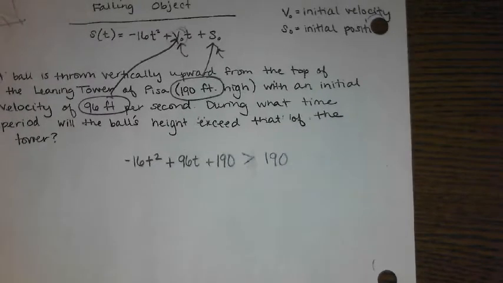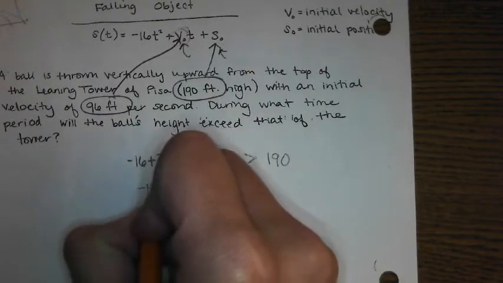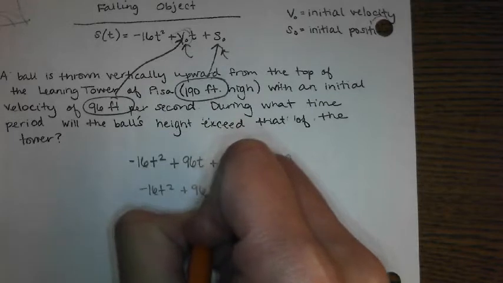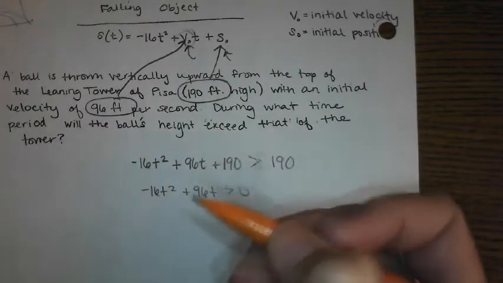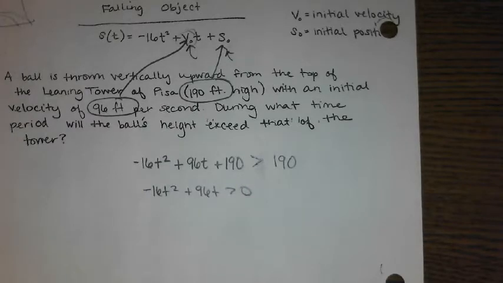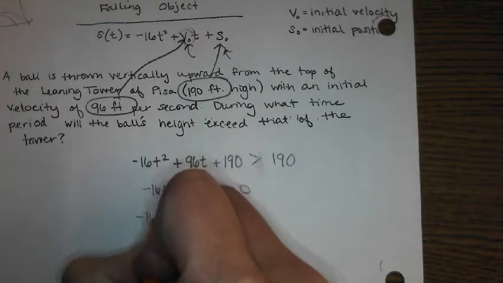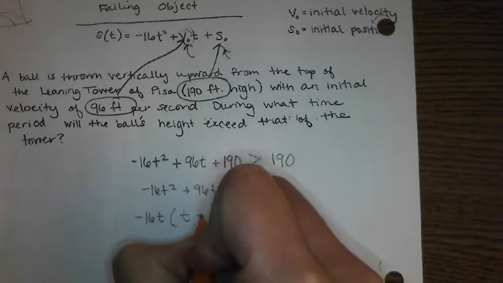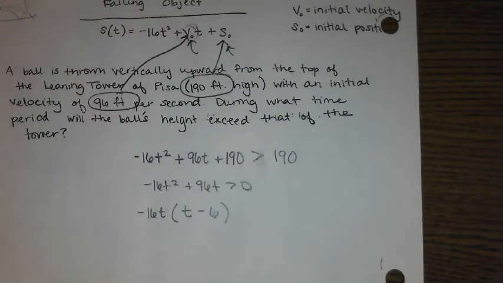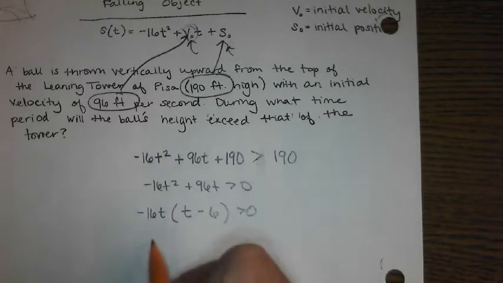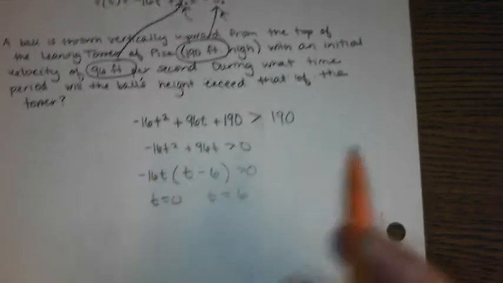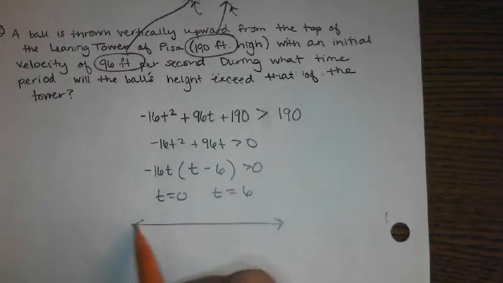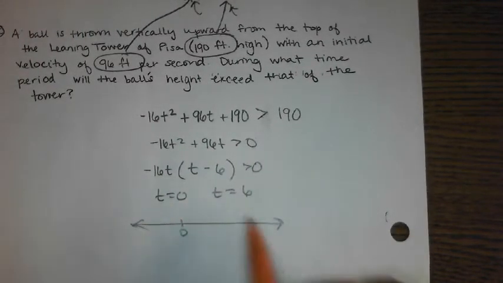This will be a nice easy one to solve, because when we get it equal to 0, we lose our 190s. It's factorable. Does 16 go into 96? Yes. So I'm going to take out negative 16t, and I get t minus 6. When I set it to 0, I get a t of 0 as a root and a t of 6. I like to just jump on my number line: 0, 6.